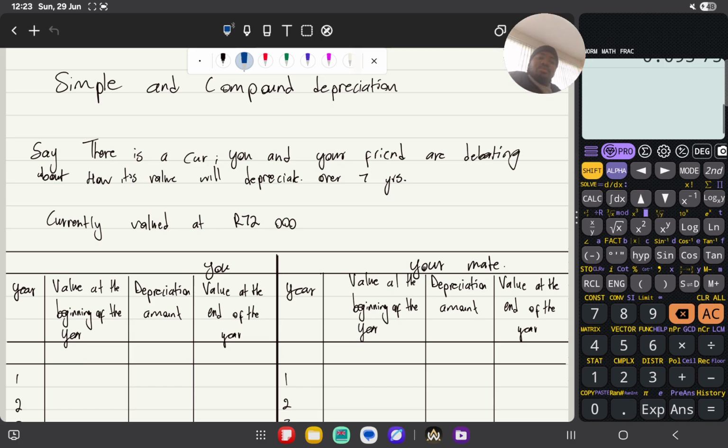I don't know how to put this in words, but I have this table here, and it's going to help me put this in words. So let's work with it. On this table, your car is valued at 72 rand currently, right now. And here's you and your friend. Your friend's car is going to depreciate on a straight line depreciation, and your car is going to depreciate on a reducing balance depreciation.